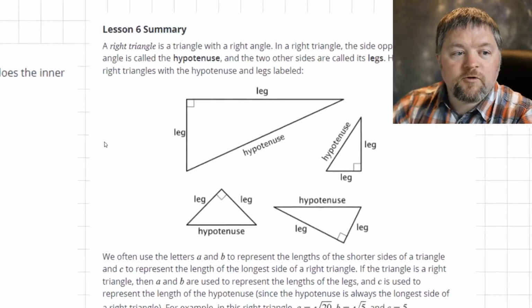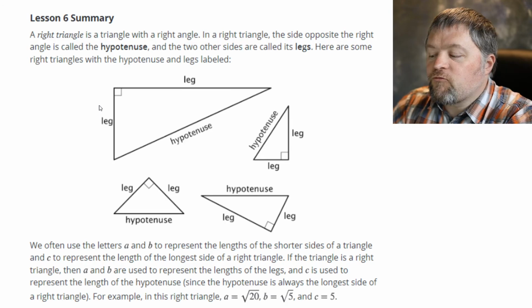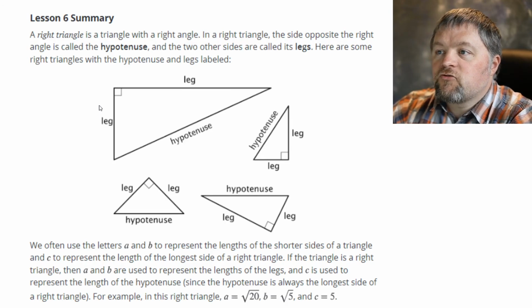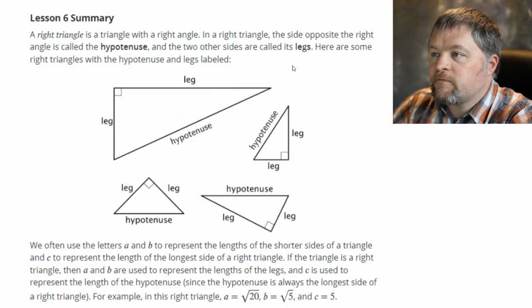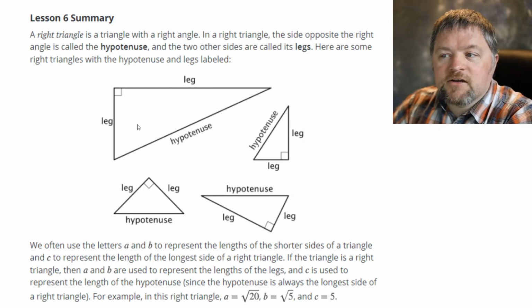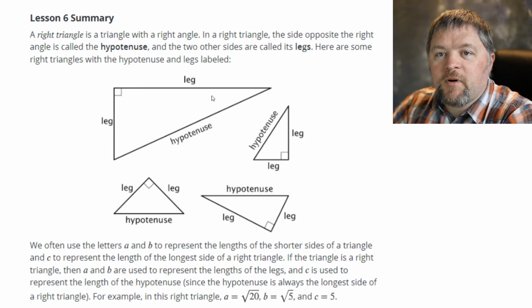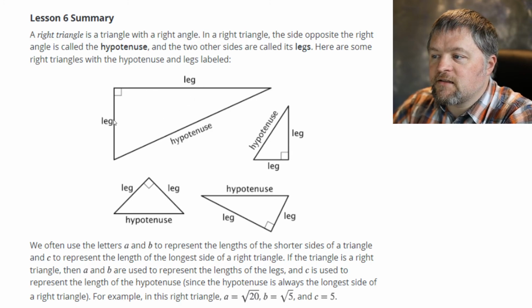Our quick summary of lesson 6. A right triangle is a triangle with a right angle. Here's a triangle with a right angle. The side opposite the right angle is called the hypotenuse. This side here, which is opposite the right angle, the only side that's not touching the right angle, is called the hypotenuse. The other two sides are called the legs. This is a leg, this is a leg.